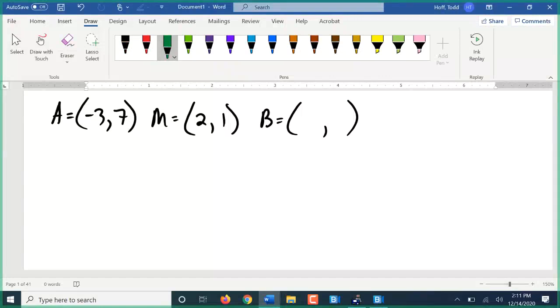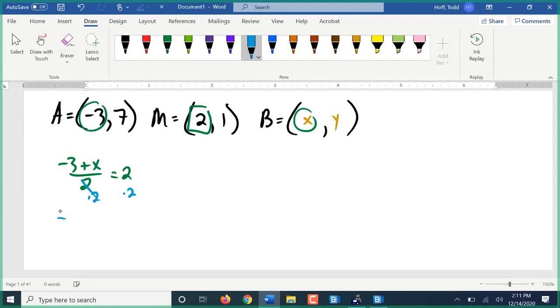Okay, so for this one, I'll put in temporary coordinates, x and y, for B. I know to find the x-coordinate of the midpoint, I take my two x-coordinates, in this case negative 3 and x. I add them together and divide by 2. So negative 3 plus x divided by 2 gives me the x-coordinate of my midpoint, which is 2. And I'll solve that. I multiply by 2. Negative 3 plus x equals 2 times 2 is 4. And I'll add 3 to get rid of the negative 3. x equals 7.